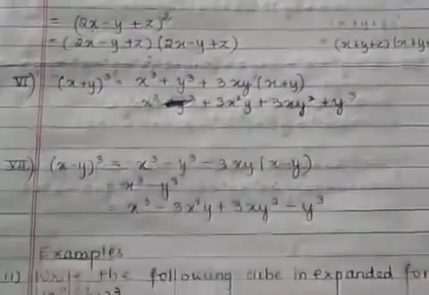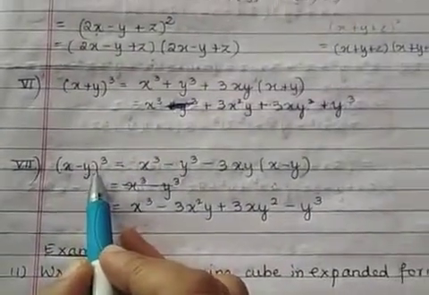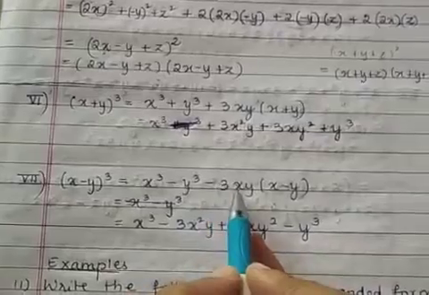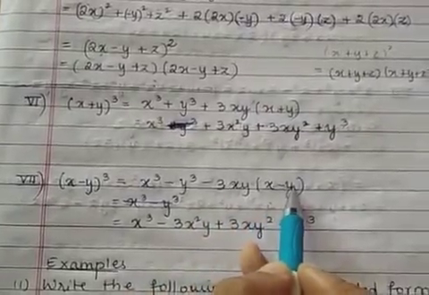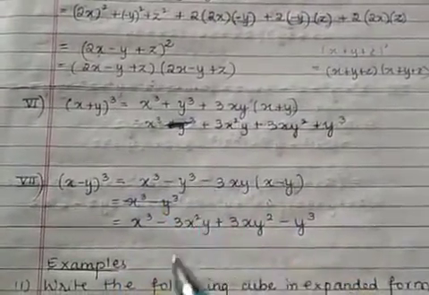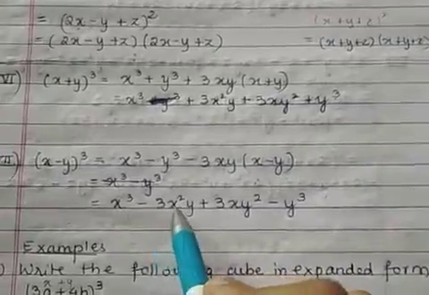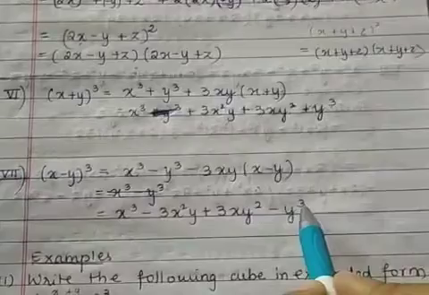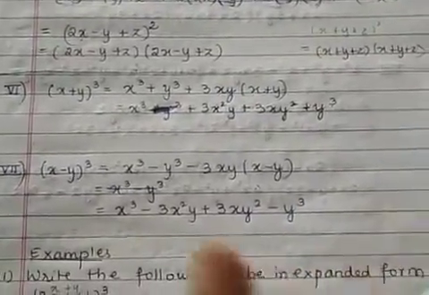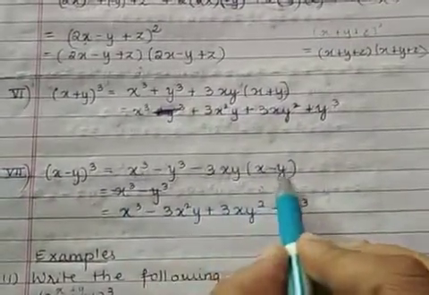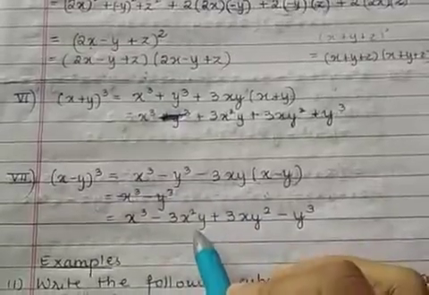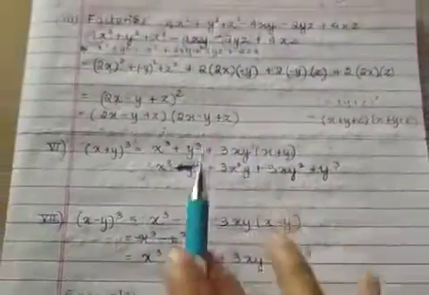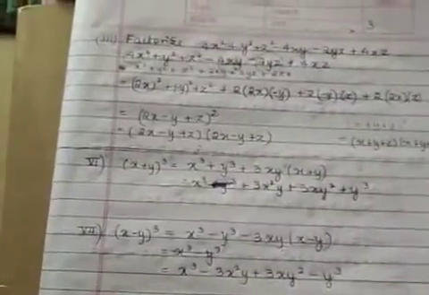The next identity is x minus y the whole cube. This is x cube minus y cube minus 3xy into x minus y, and on simplifying this you get x cube minus 3x square y plus 3xy square minus y cube. So in the formulas or in the problems, you can use either this one or this one, both are the same. This is just the simplified form of this. So these are all the different types of identities.